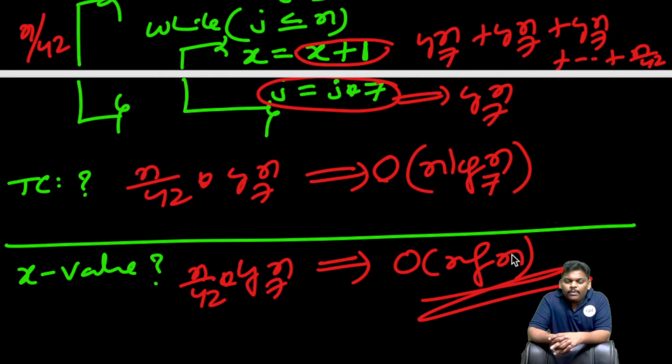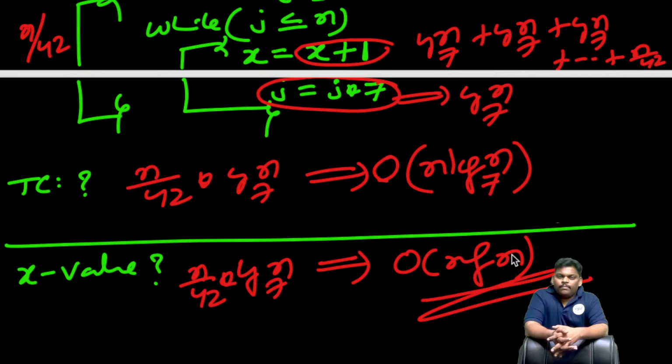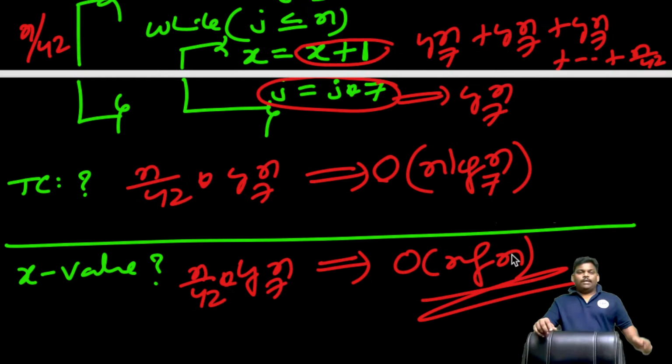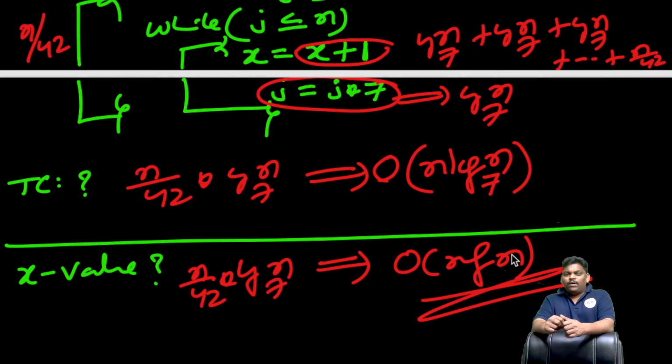Time complexity is the same, and x value is also the same. Can I move to the next problem? Are you okay with this? Check once.